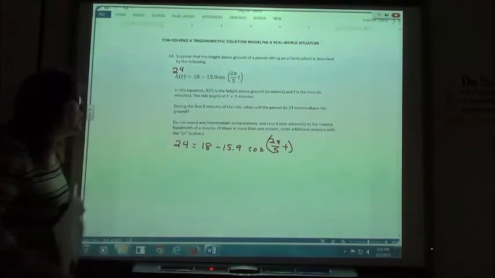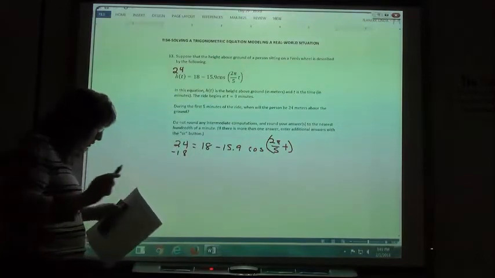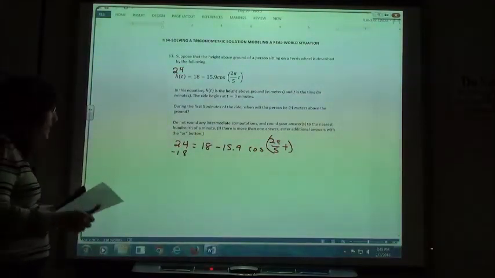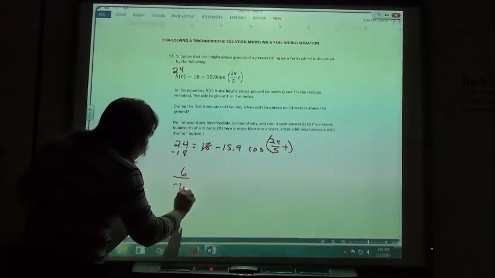I'm going to rearrange this and solve this for the cosine. So I'm going to subtract my 18 first. So 24 minus 18 is going to give me 6. Then I'm going to divide by my negative 15.9.